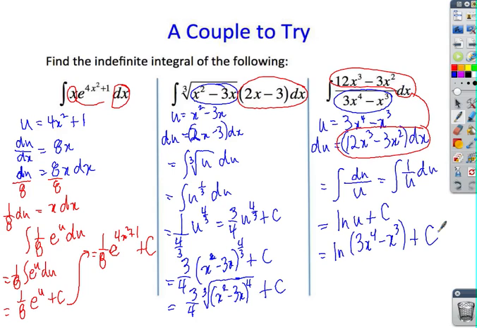So that finishes this part of the lesson. We'll complete the rest of the examples in class.